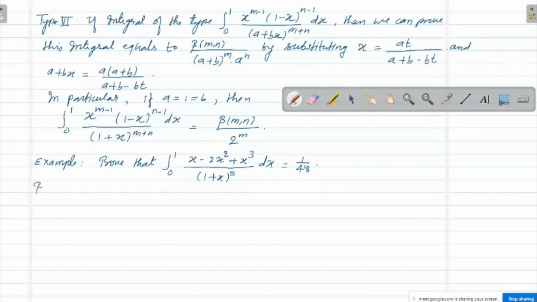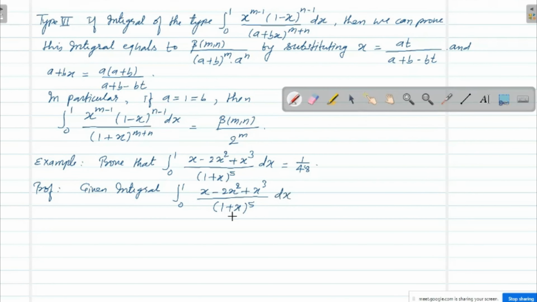Proof. Just write down the given integral: the integral from 0 to 1 of (x - 2x² + x³) divided by (1 + x)⁵ dx. This is given to you.